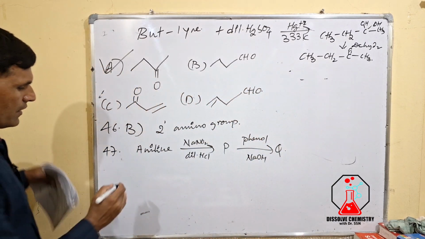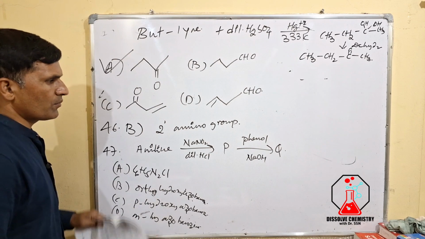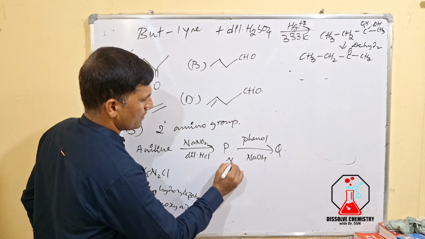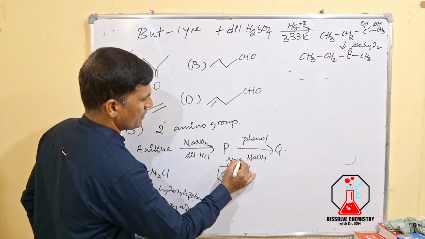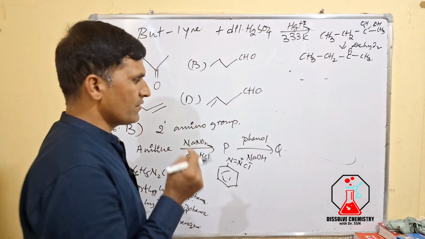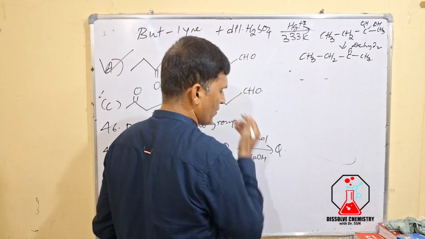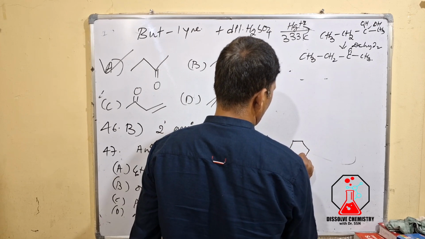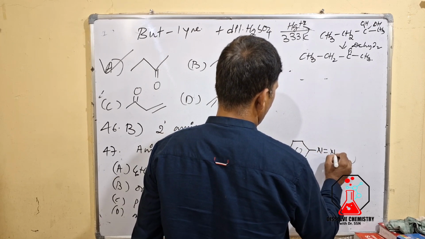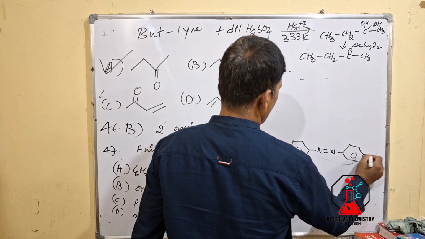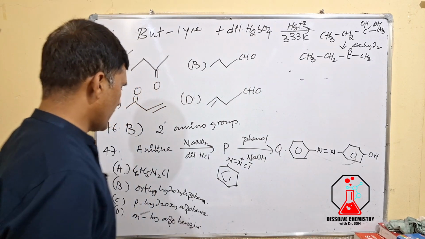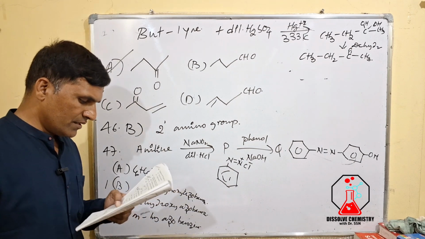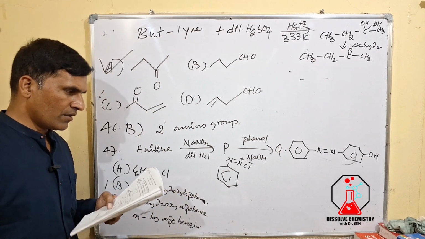So options are given. We will write the product and we will understand this one. What you will be getting? N double bond N, with plus and minus charge. Diazonium salt we are going to get. And this upon treating with phenol, at para position, you are going to get the product N double bond N with a hydroxy group. So therefore your right option is B or C option, that is para-hydroxy azobenzene. That is the product we have to obtain.